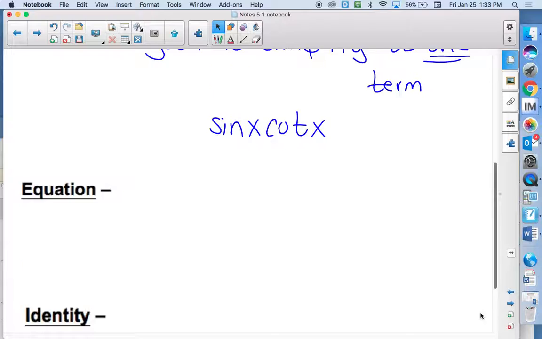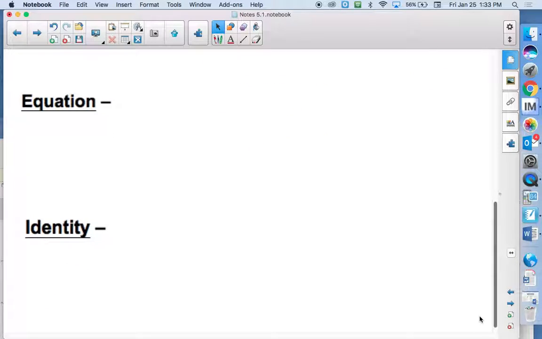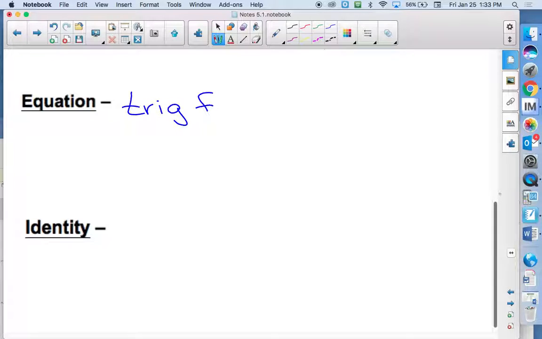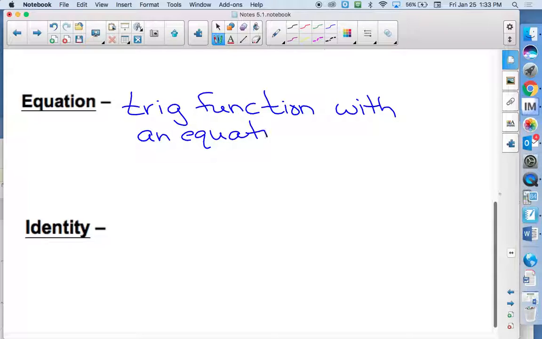So an equation has what in it? What's an equation have, Chelsea? An equal sign. Yeah, so this is still talking about trig, but it has an equal sign. The goal of an equation, Chelsea, is usually to find x. Yeah, so we're going to be finding x.